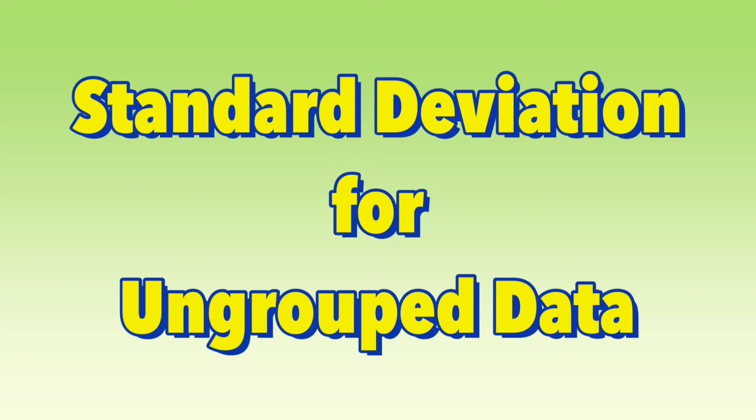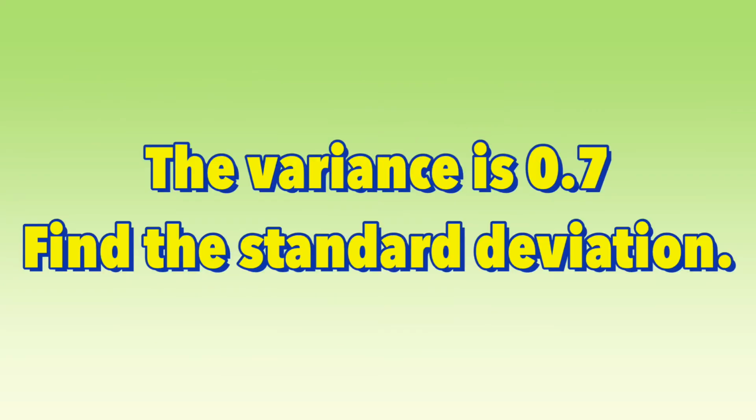Okay, next, number 4, we're going to find the standard deviation for ungrouped data. The problem: the variance is 0.7. Find the standard deviation. Solution: the given is variance equals 0.7.